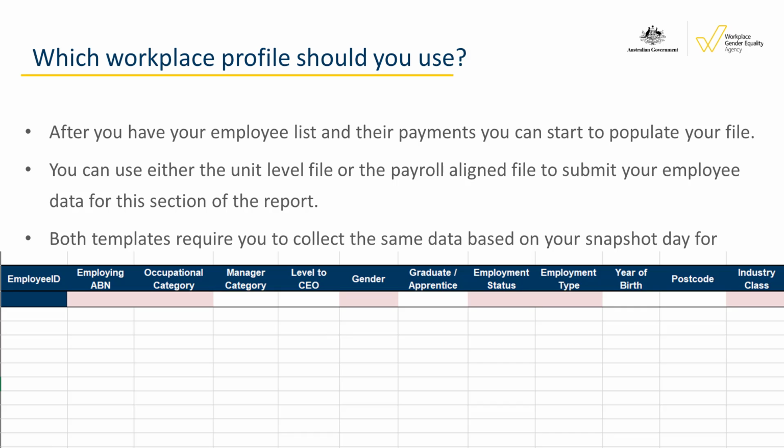Gender, you must enter either F for female, M for male, or X for non-binary or other employees who do not identify within a binary gender identity. Graduate apprenticeship status for employees who are part of a formal graduation program or apprenticeship. Employment status, which is either FT for full-time, PT for part-time, or CE for casual employees. Employment type, which is either permanent, contract, or casual.